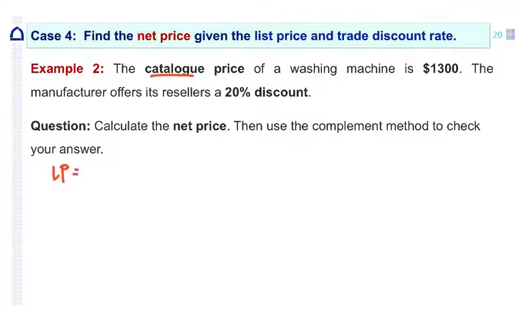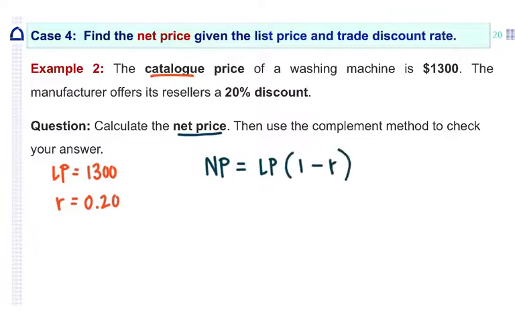It means the expensive price is $1,300, and they're telling us there is a discount of 20% off. That's 0.20. For me, if they're asking for the net price, I will directly go to this formula where I can solve everything in one step. And this formula is on the formula sheet.